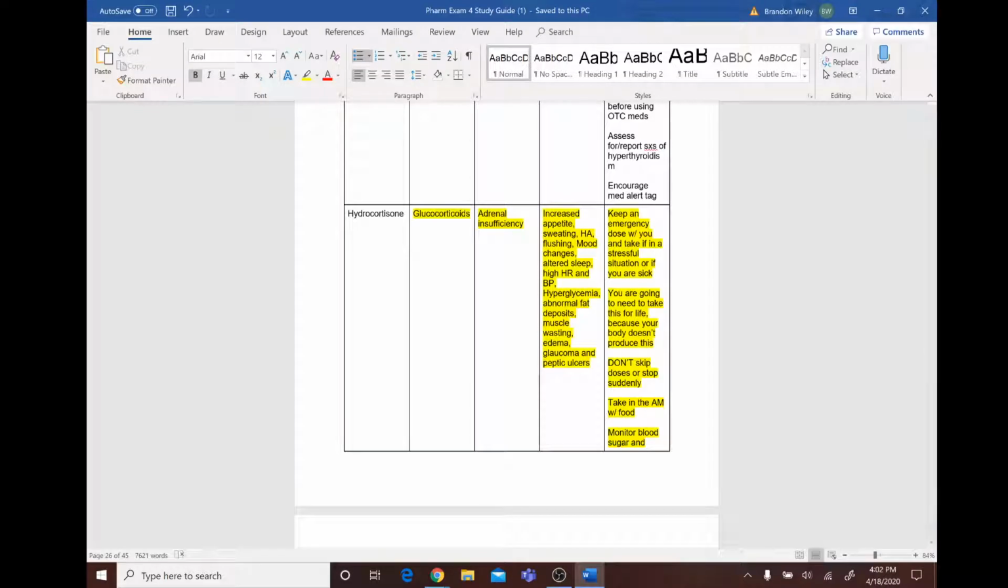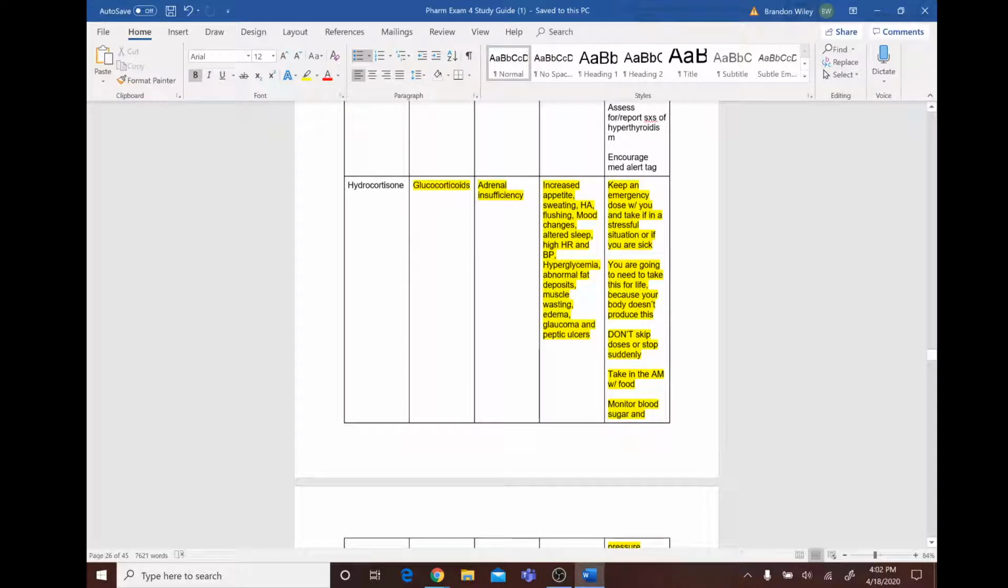Glucocorticoids. What is hydrocortisone used for? Adrenal insufficiency. What are the side effects of hydrocortisone? Increased appetite, sweating, headache, flushing, mood changes, altered sleep, high heart rate, high blood pressure, hyperglycemia, abnormal fat deposits, muscle wasting, edema, glaucoma, and peptic ulcers.